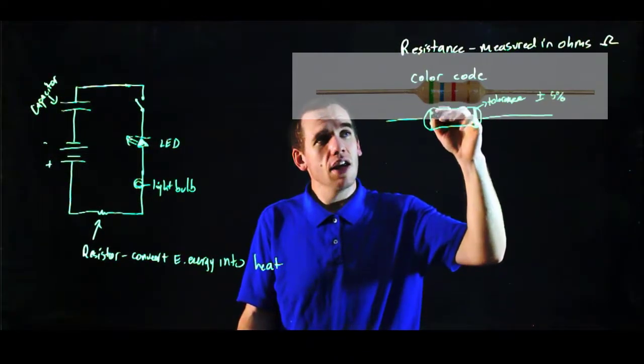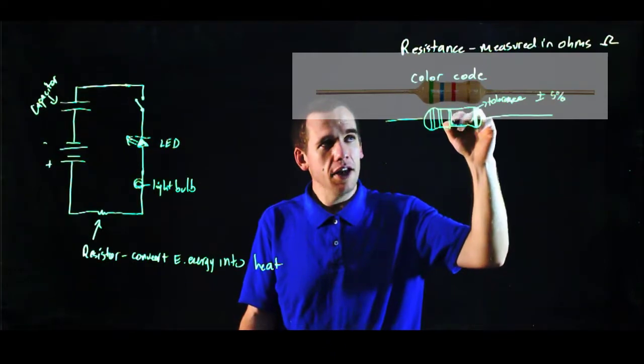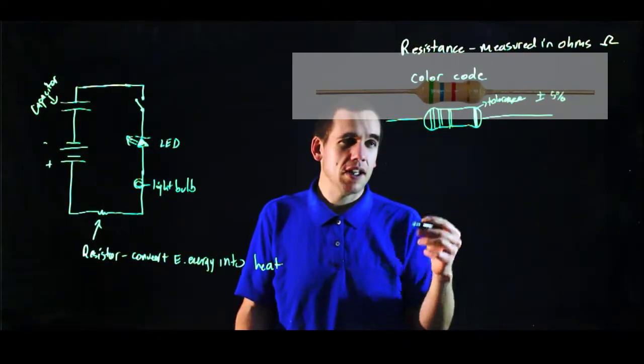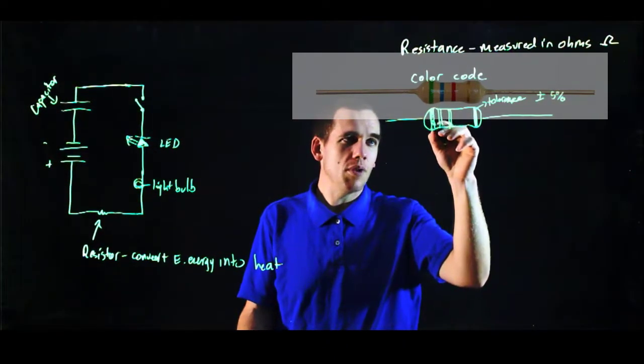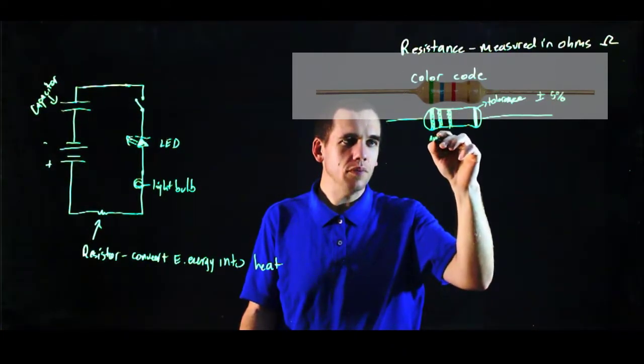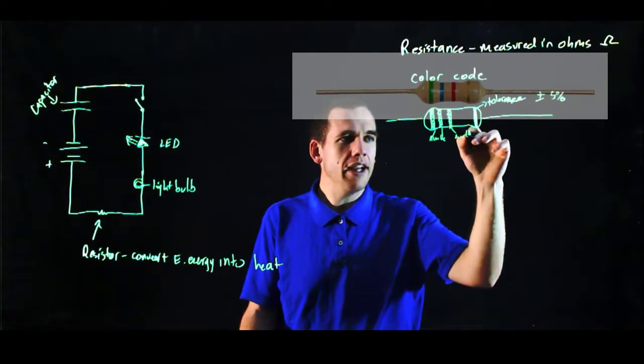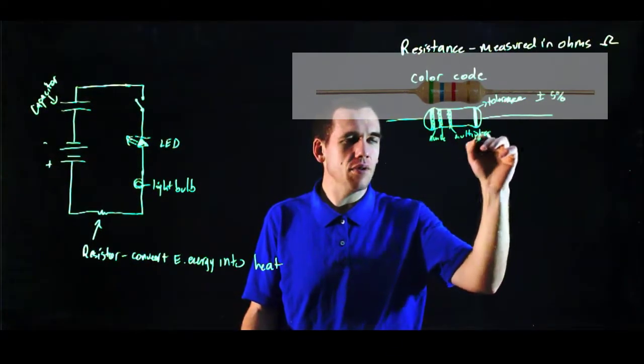And then we have three color bands, 1, 2, 3. And these color bands represent different things. They're numbers, number, and multiplier. So what I mean by that, when I say number, number, multiplier, is they're given to us in scientific notation.